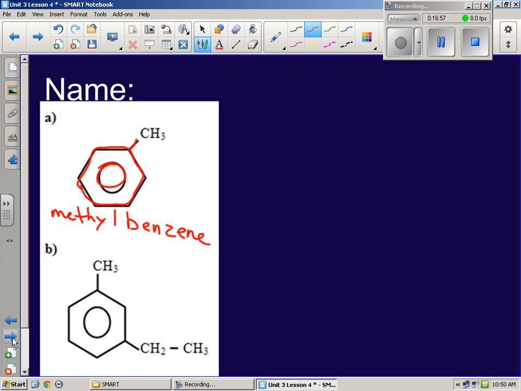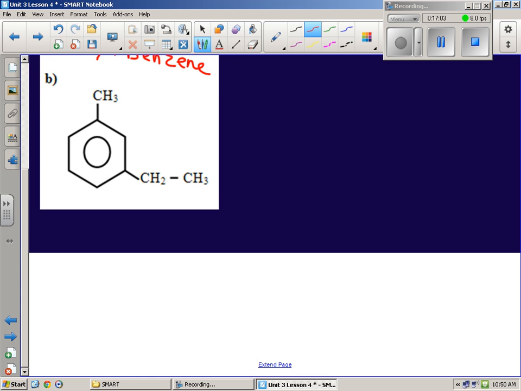This one we're going to have to be a little more precise with, because we do have a couple of add-ons here. Once again, you'll see the benzene ring. We don't need cyclo, because once again, benzene is a ring, C6H6. So it's going to be benzene.